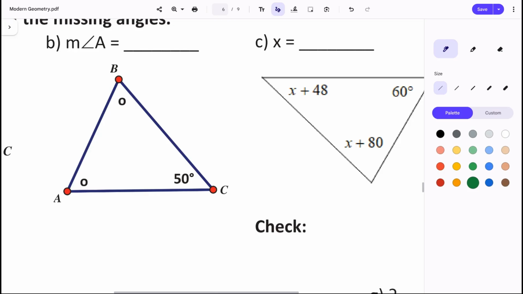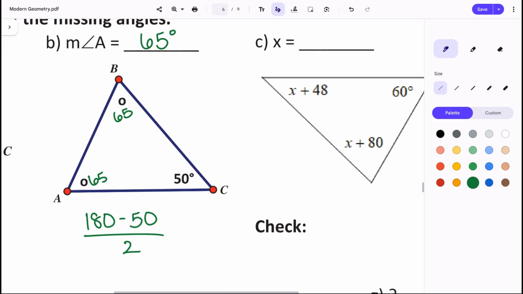Keegan? Good. 180. Subtract the 50 you have. We're cutting it in half because we know that those two remaining angles need to get the same amount. How much does that come out to be? 65? Yeah. Again, if I check that, 65 plus 65 plus 50, that should get me 180.